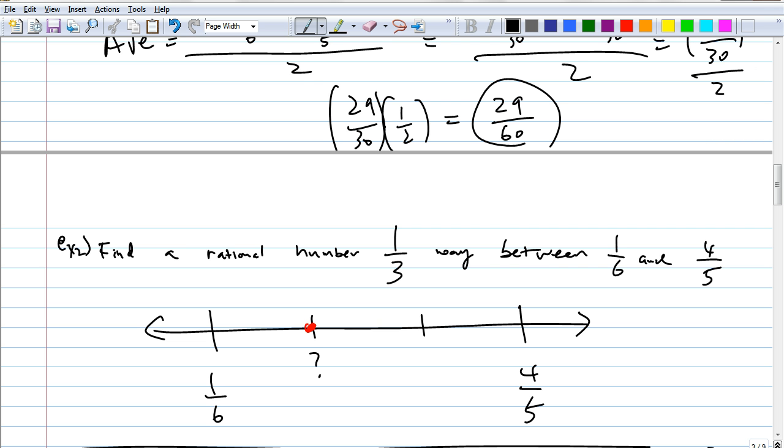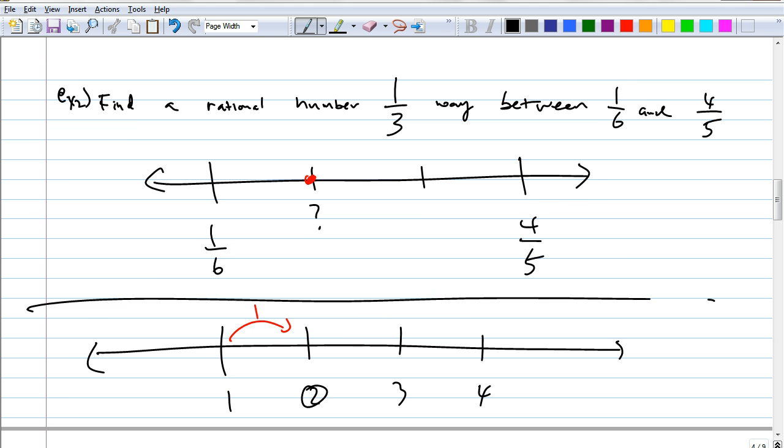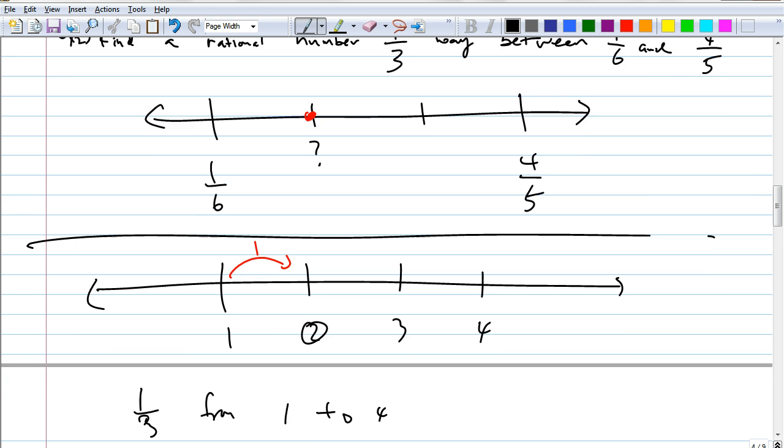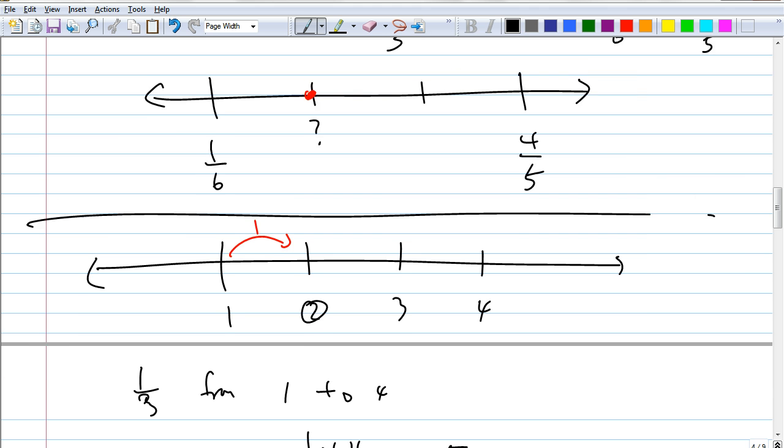No, because I could give you a counterexample. Watch this. What number is between 1 and 4? Which rational number is 1/3 of the way from 1 to 4? Is that 2? So can I add 1 plus 4 and divide by 3? Would that work for you? No. If you do it, you get it wrong. You get 5/3. That's not 2. Does that make sense?